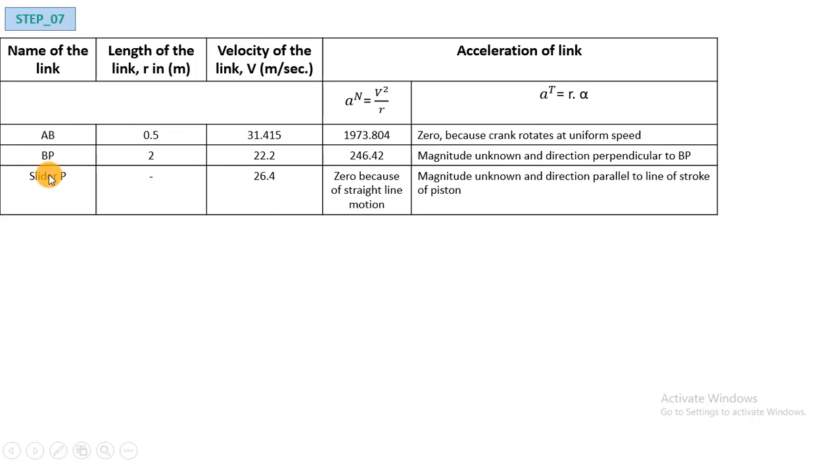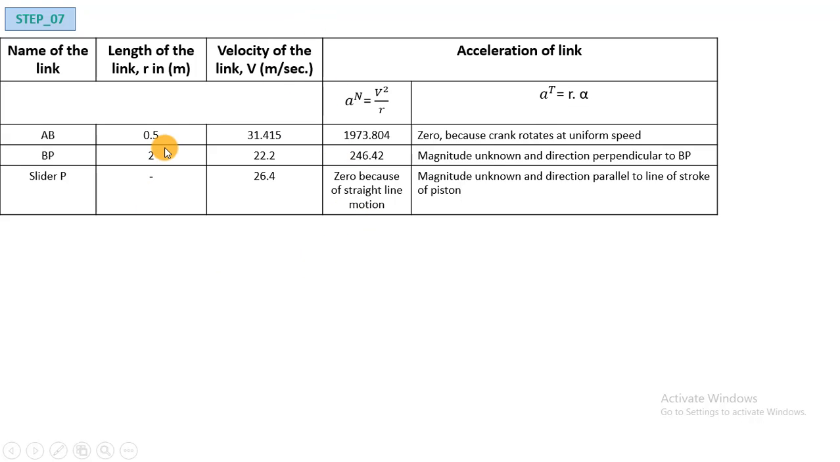And for the slider P, again we have to perform the same procedure. We know the location of point A and we know the location of point P. So measure the vector length AP and multiply by scale. So we get 26.4. I think up to this step it is very easy.